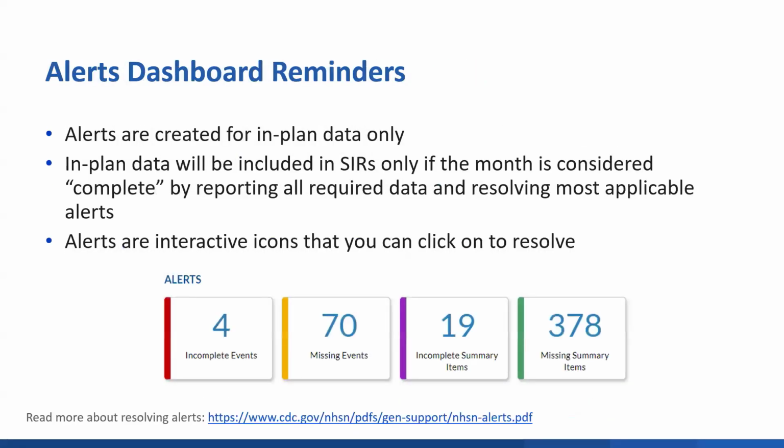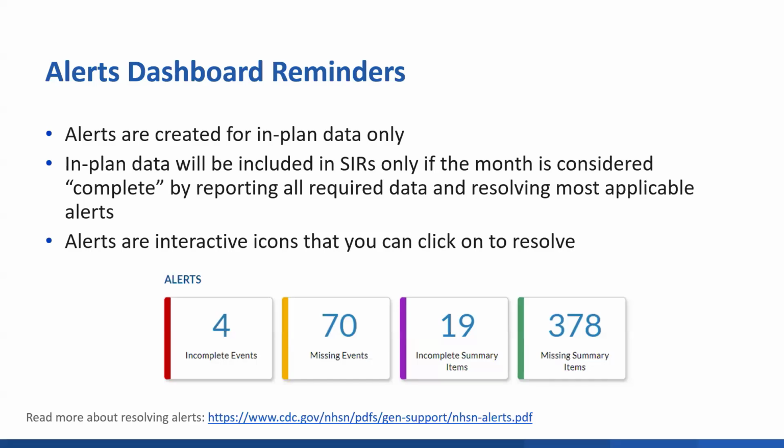So the next topic area that I check prior to running a report is the alerts dashboard. This is the first dashboard that pops up when you first log into NHSN. It's important to remember that alerts are only created for in-plan data only. So if you did not add a location or an organism to your monthly reporting plan, you will not get alerts and reminders for reporting. Additionally, in-plan data will be only included in the SIRs if complete reporting is done. And this can be done by resolving most applicable alerts.